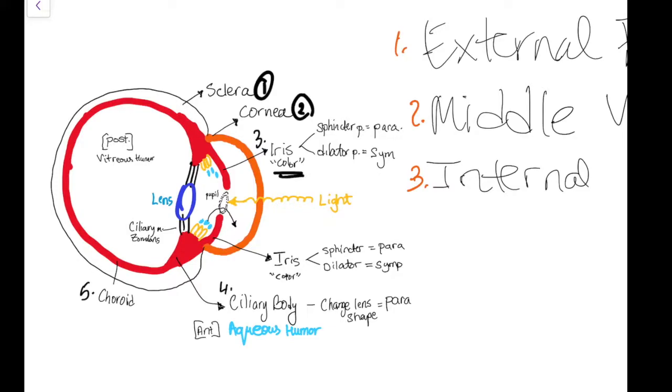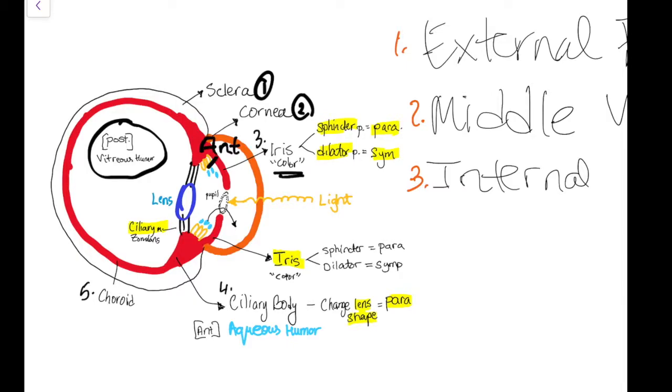This one is in red, and it's made up of the sphincter pupillae that give us parasympathetics, and dilators by sympathetics that will open the pupil. Then we have the iris that provides us with color. Like I said, we have the ciliary body, which changes the shape of the lens through parasympathetics. And then we have some ciliary muscle that is attached to the lens, and the lens splits into the posterior, which is the vitreous humor, and everything in front of the lens is anterior.